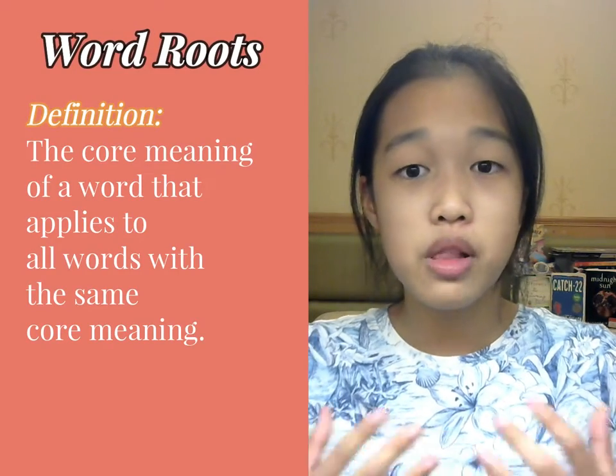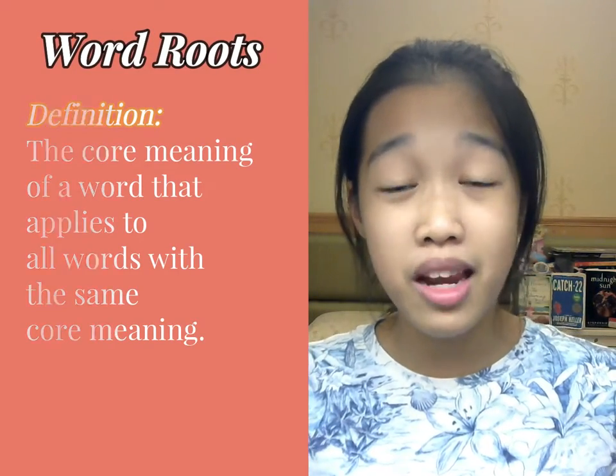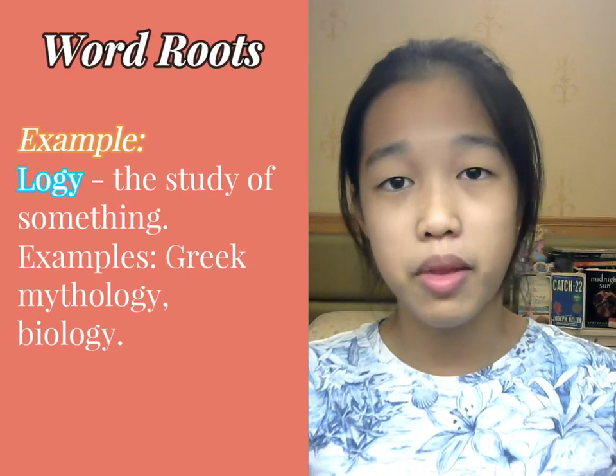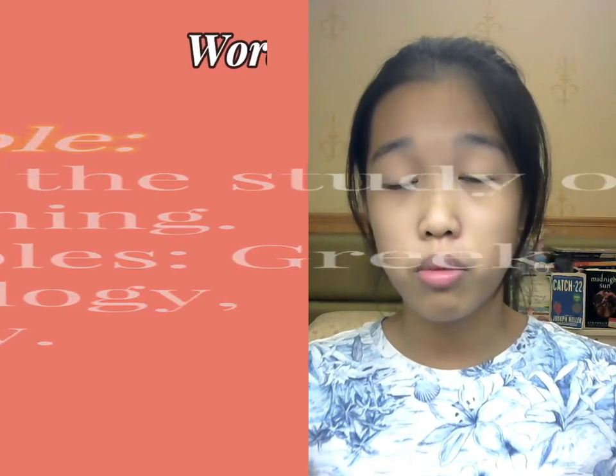Alright, so before we even get started, for me to introduce some examples to you, you need to know what word roots are. So, word roots are the core meanings of a word that apply to all words with the same meaning. An example would be logy. The word root logy means the study of something. An example, or two examples, would be Greek mythology. Greek mythology is the study of Greek gods and sceneries, places.